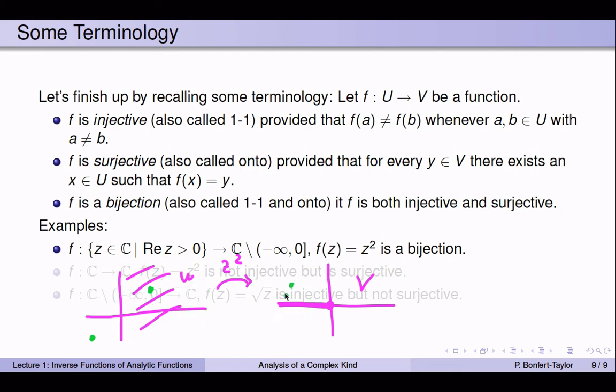Moreover, every point in v has a preimage. I just divide this argument in half and take the square root of the distance from the origin. By dividing the argument in half, everything lands over in the right half plane, and there's in fact, for every point in v, I can find a point in u that it came from. And therefore, that makes this function z squared a bijection from u onto v.